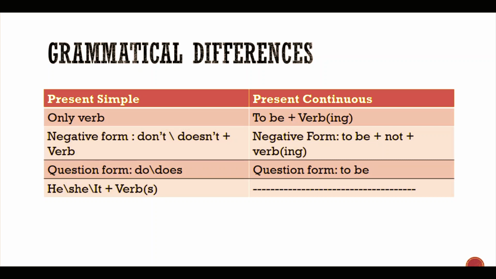And one more, never forget that in present simple, when we have he, she, it or a singular noun, we have to use the verb with s ending. It is not a plural ending.